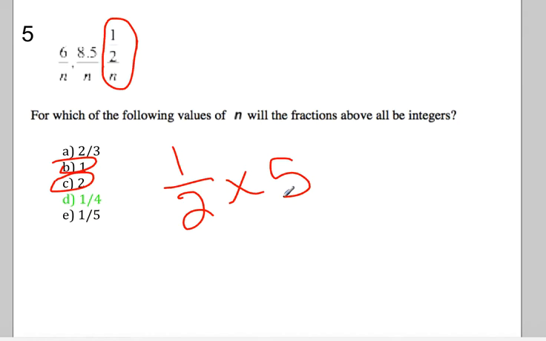2/3, you can do 1/2 times 3/2 instead of dividing by 2/3. Just multiply by the reciprocal. Same thing though, you get 3/4, it doesn't work. The only one that does work is 1/4. Same thing as times 4. 1/2 times 4 is 2. 2 is an integer.